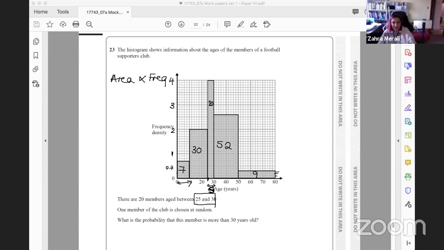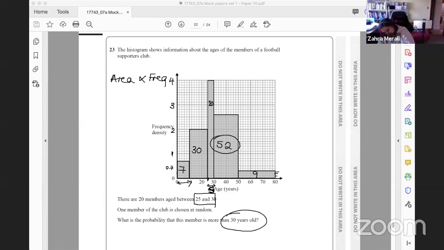Okay, right. So now I've got all the different amounts. So I've had to use that first bit of information to get the axes right, and then I can work out the individual bits. So now one member is chosen at random. What's the probability it's more than 30?